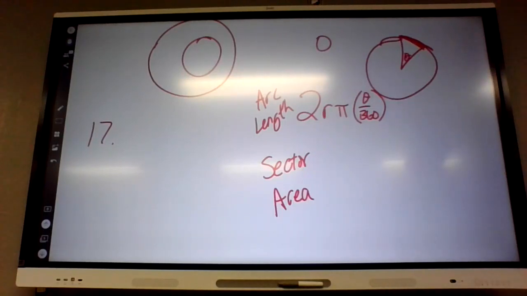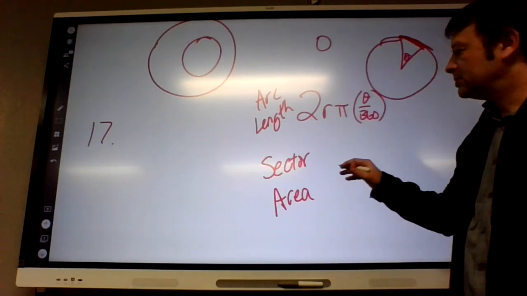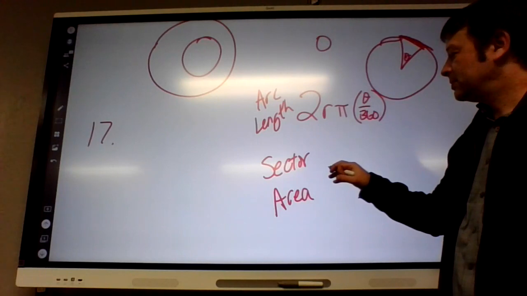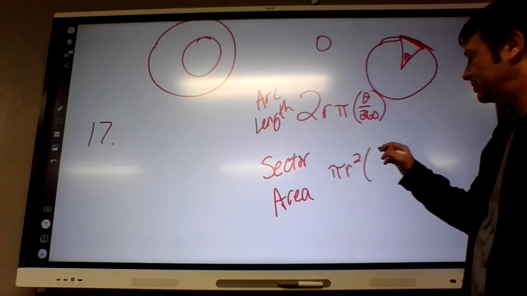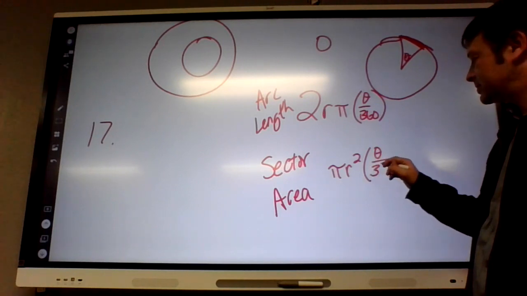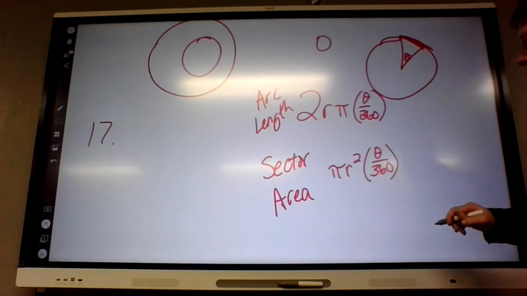It was a fraction of the circle area. So what's the circle area formula? Pi r squared. That's the one that has a squared. Yeah. 8 over 360.